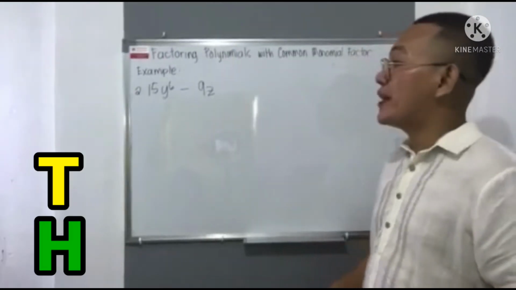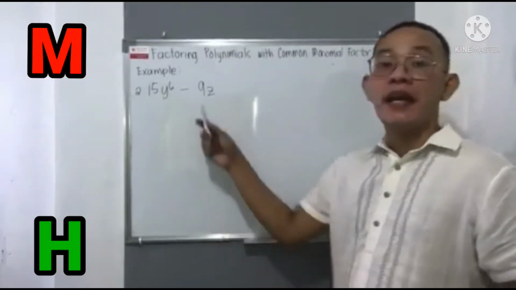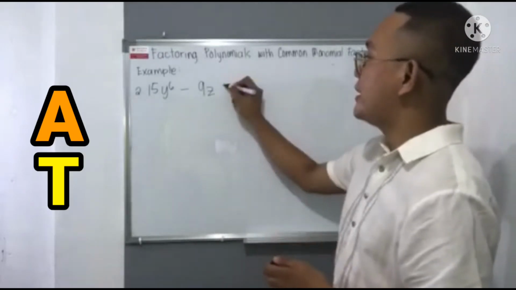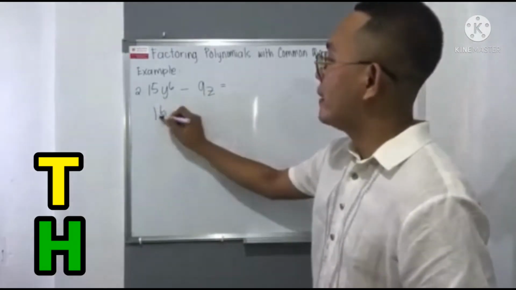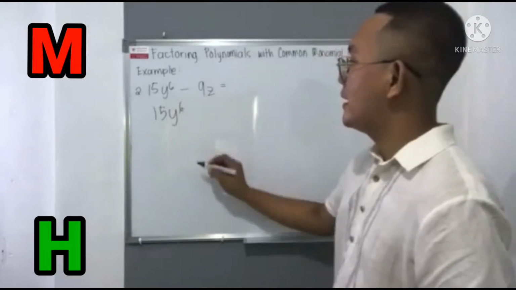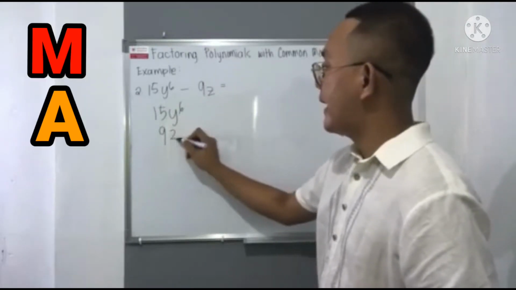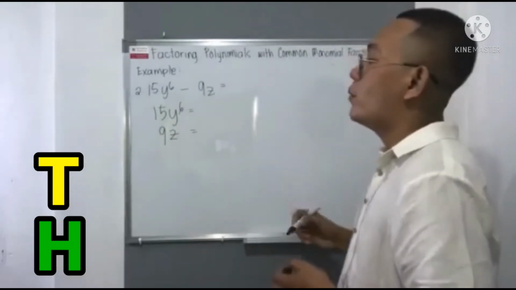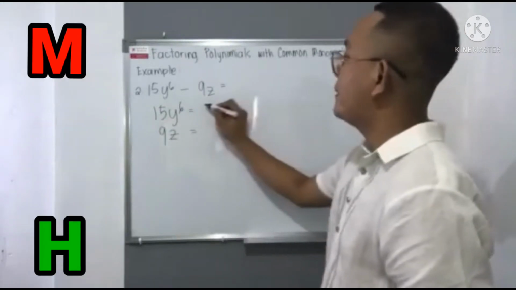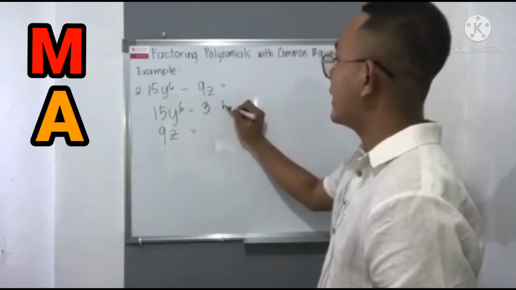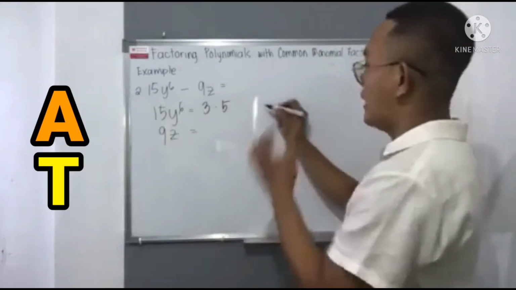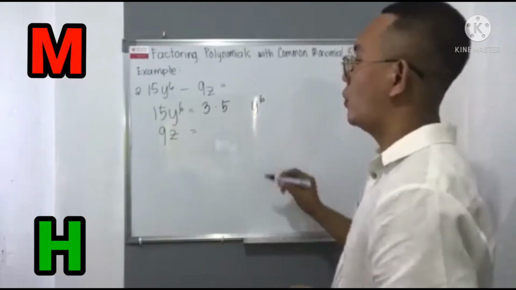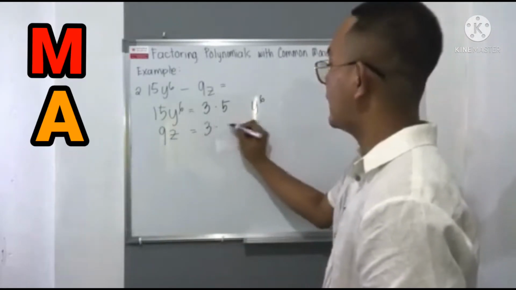So, number 2, we have 15y6 minus 9z. So, kunin natin ulit yung kanilang GCF. So, we have 15y6 and then we also have 9z for the another polynomial. Okay, what is the prime factor of 15? 15 is 3 times 5. And then we have y to the 6. And then, what is the factor of 9? So, we have 3 times 3.